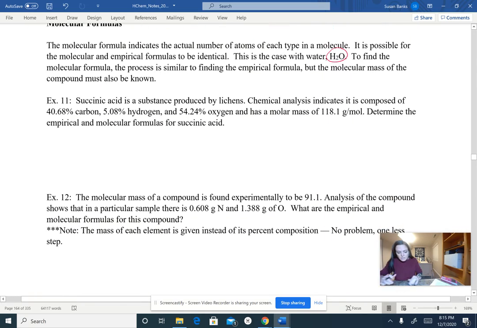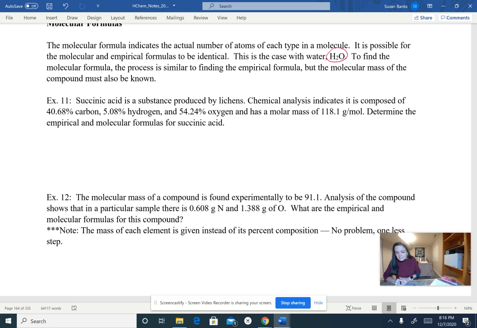Example 11. Succinic acid is a substance produced by lichen. I don't know if you've ever been down to Red Rock country, but if you've ever seen the black, sometimes a light, smoky sage green little plant, for lack of a better word, that grows on the rock where the water seeps through, it's actually a plant with a fungus living symbiotically together.